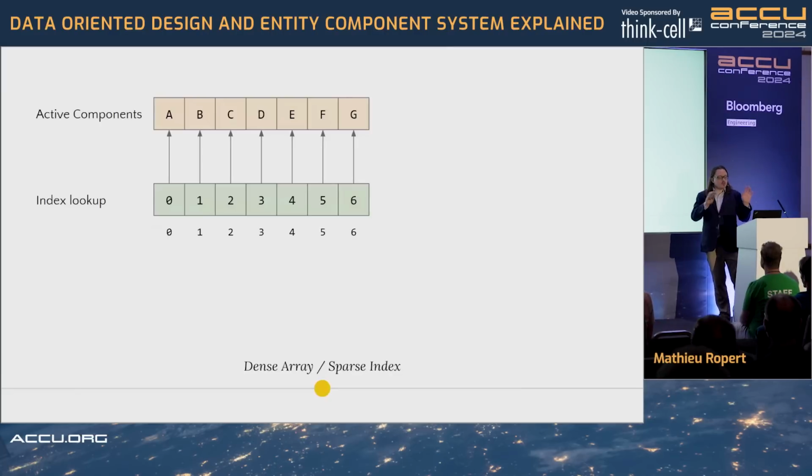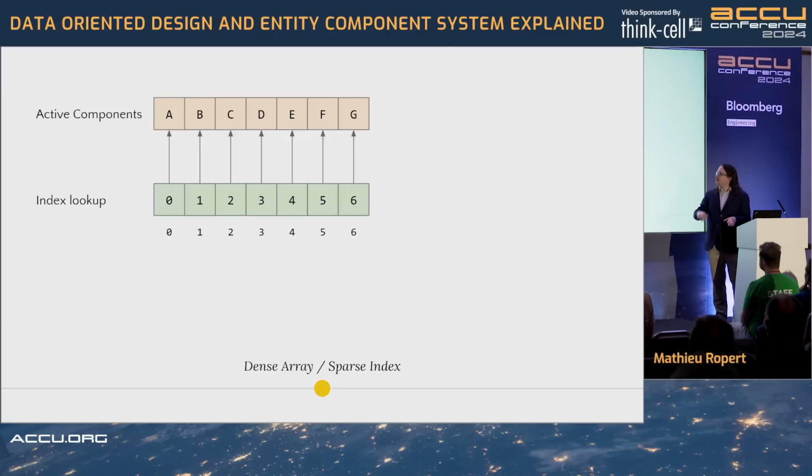Let me show you, because I think it's way easier to see with a diagram, right? So we have two vectors. The top one is our active component, so it's just values, right? Arbitrary values like A, B, C, D, E, F, G, just to tell you those are values. And then we have an index lookup table. And the value it stores is the actual physical index of which entity is where. And at the bottom, you have the actual entity ID that you're looking up.